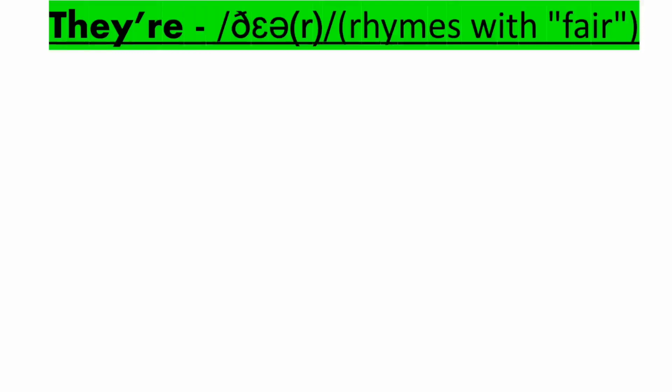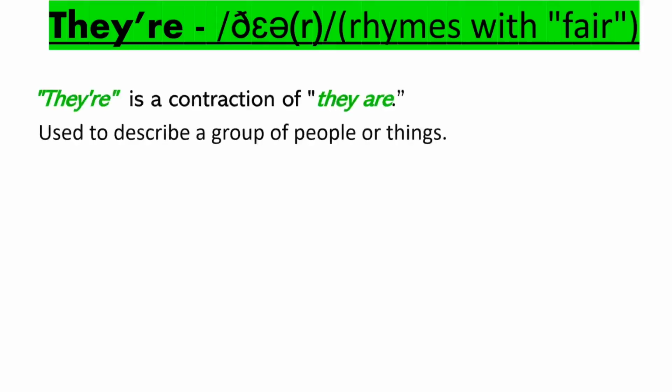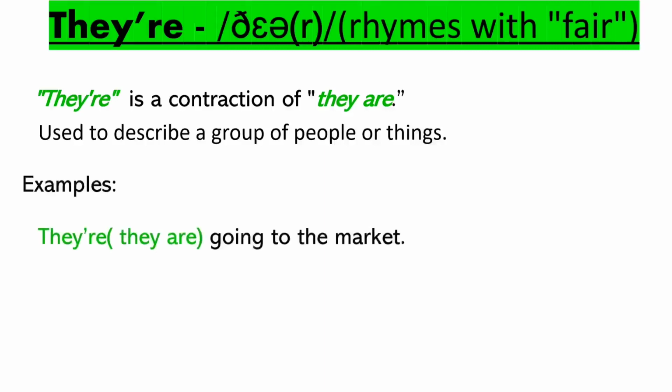Moving on to the next word, they're. It is a contraction of the words they and are, which means it combines two words into one. This contraction is used to describe a group of people or things, and it is often used in informal speech and writing. For example, they're going to the market. They're my friends.